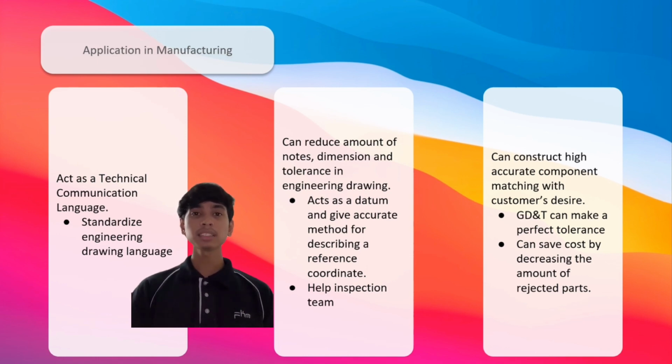part. Next, the application of GD&T is that it can reduce the amount of notes, dimensions, and tolerances in engineering drawing. It acts as a datum and gives an accurate method for describing a reference coordinate. This way, it can help the inspection team to inspect the finished part easily. And finally, GD&T can construct highly accurate components matching the customer's desire. GD&T can make a perfect tolerance in a drawing and it can save budget by decreasing the amount of rejected parts.